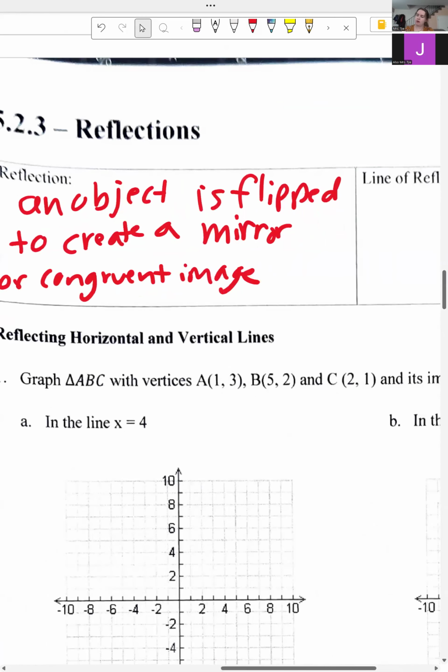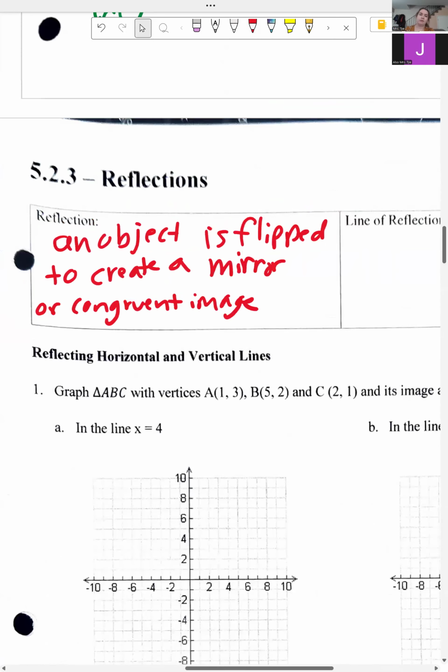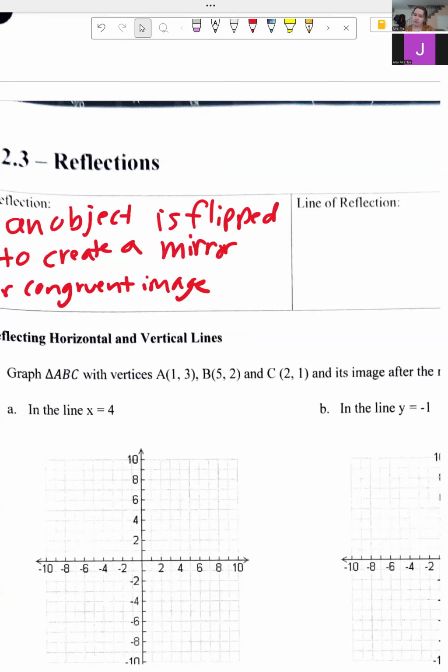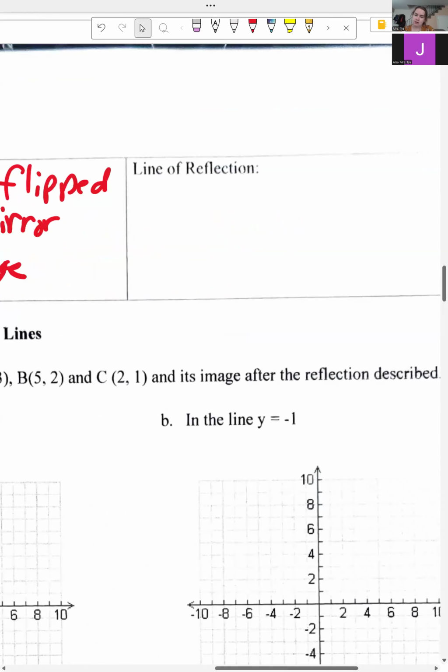With a reflection, we'll have something called a line of reflection, and this is a line that will be specified that the image will flip over. So it looks like that mirror image, kind of like how your hands are mirror images of each other. The shape will be flipped across the line. Okay. This line of reflection, we're going to draw a little picture.